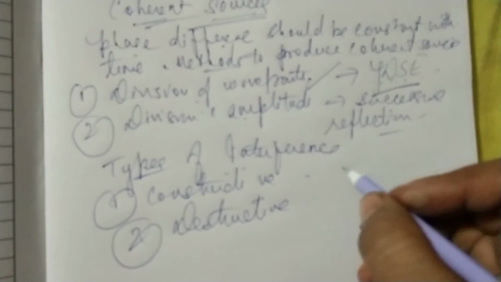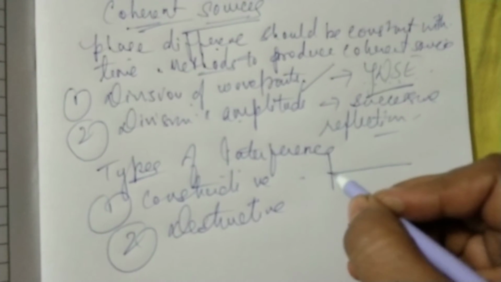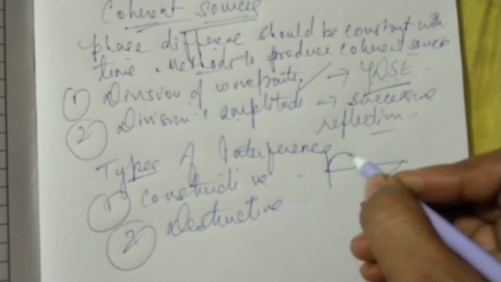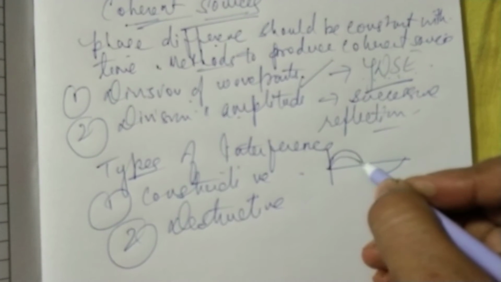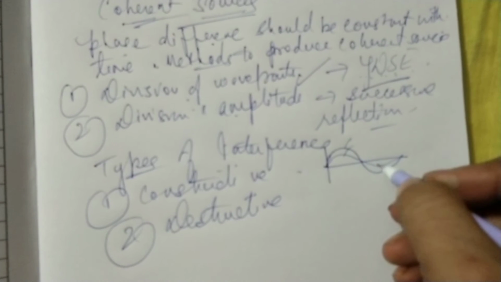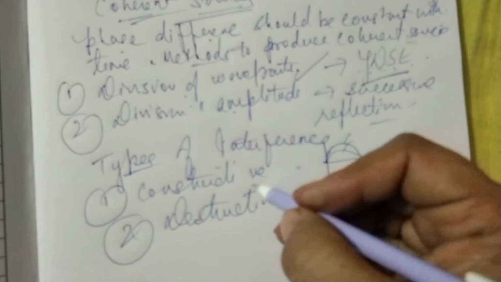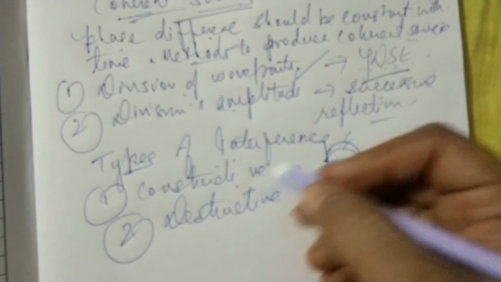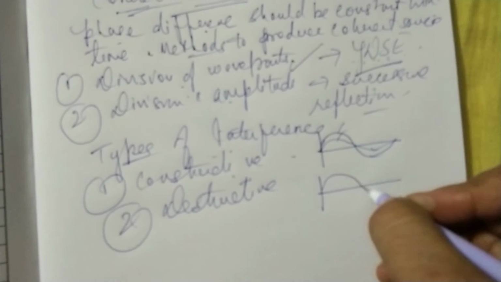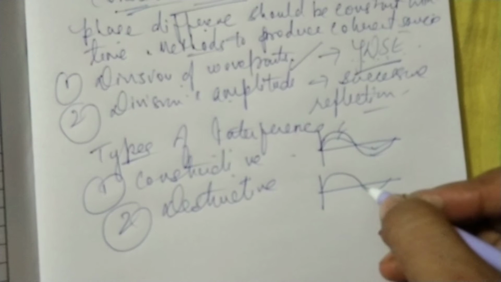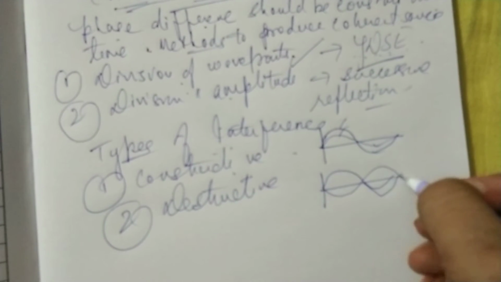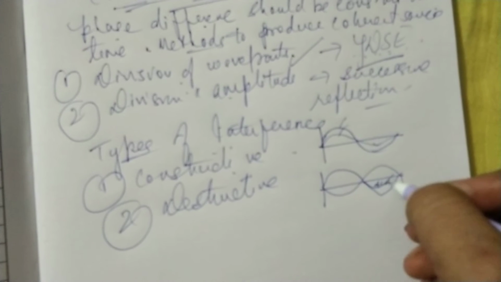Now what happens in the constructive? If you have got one of the waves moving like this, and we have another wave coming out like this, if the crest of one meets with the crest of the other and the trough of one meets with the trough of the other, we get the constructive interference. But what happens if one of the waves is traveling like this, and the other wave is coming out in this direction? Just ignore this line.